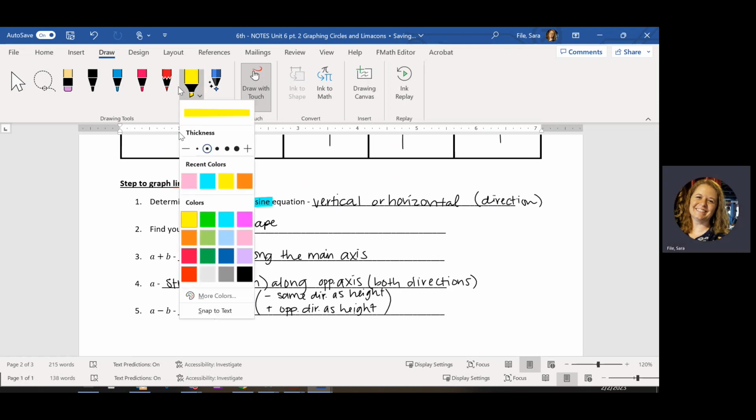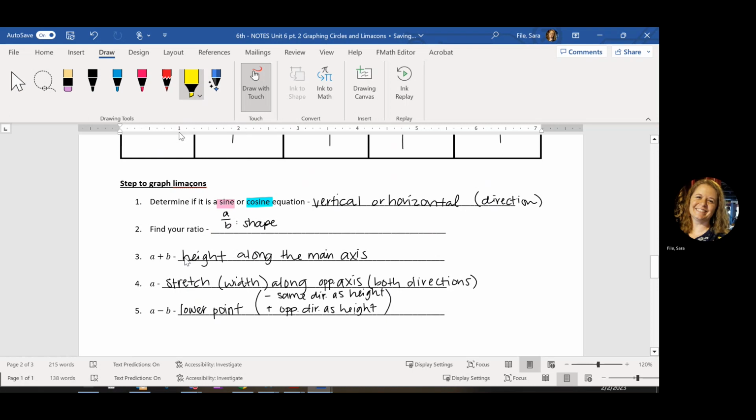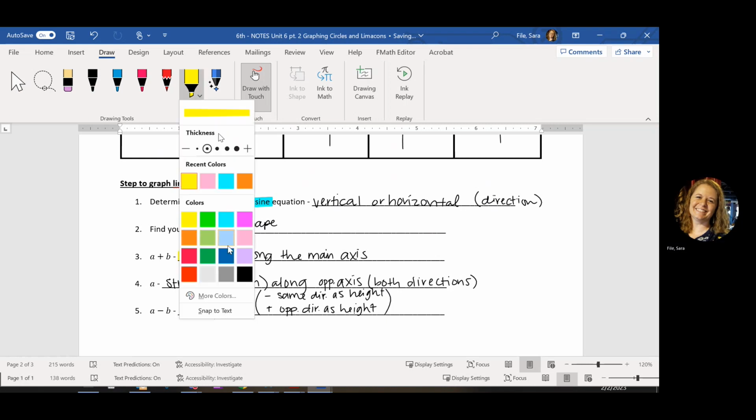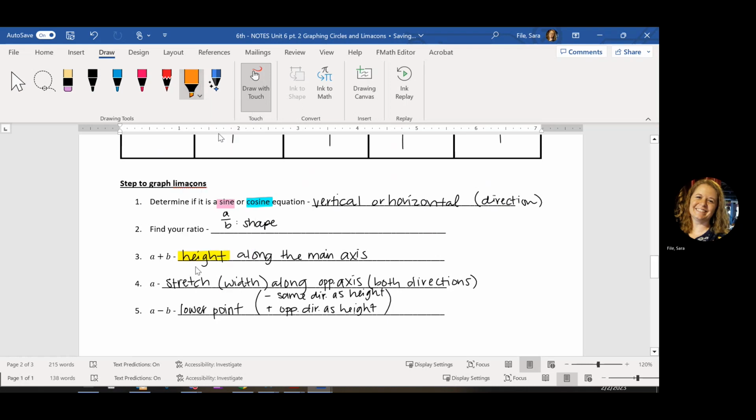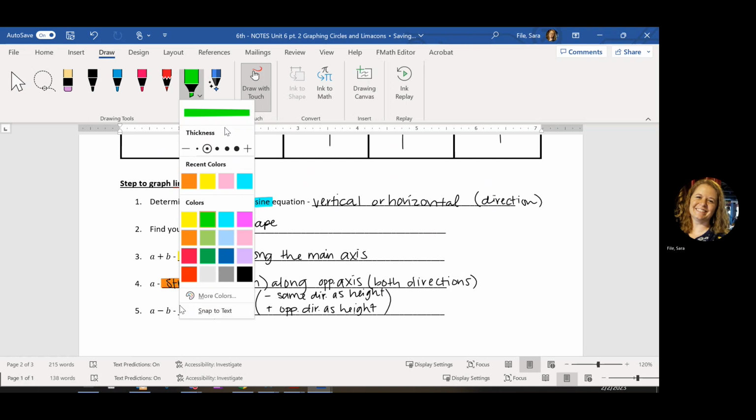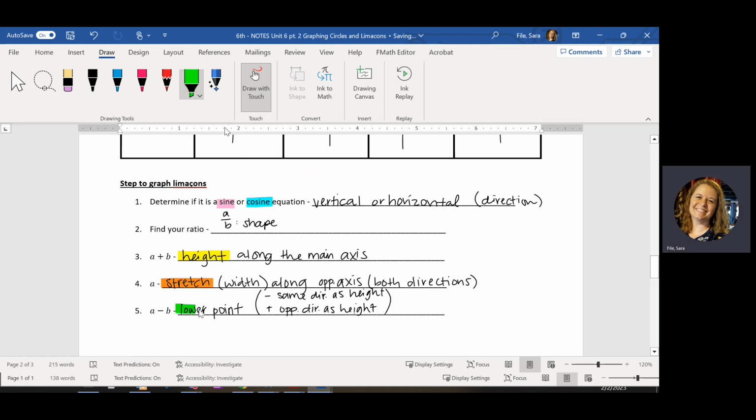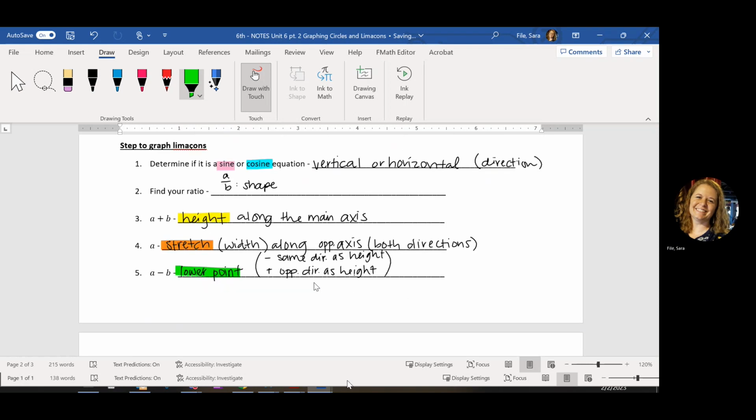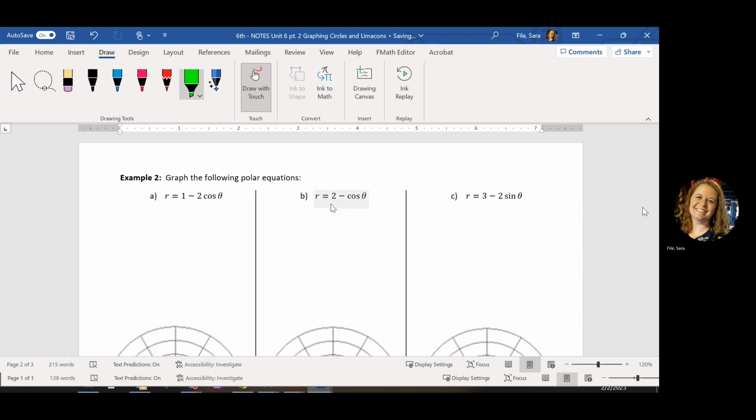I'm going to color code this for us. We're going to do the height, stretch, and the lower point. So far, so good? All right, let's try it. Let's do some of these examples.